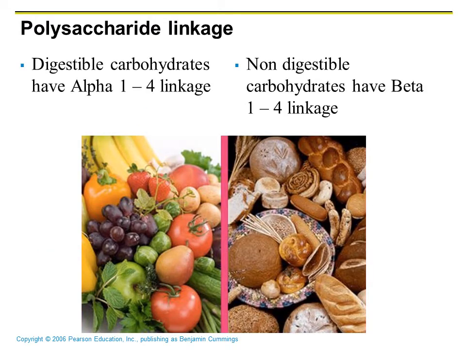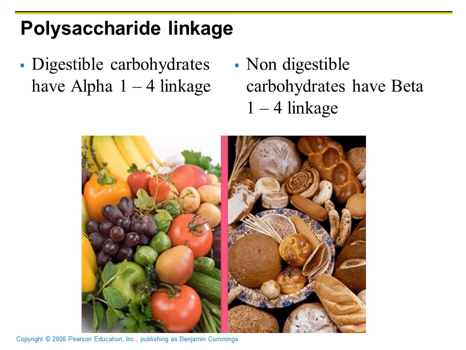Now we will discuss a polysaccharide linkage. So these sugars that we've been talking about, when we take monomers and link them together, we can make a dimer or a disaccharide. When we link more together, we can create an oligosaccharide, a few. If we link even more together, we can make a polysaccharide. So let's talk about polysaccharide linkage.